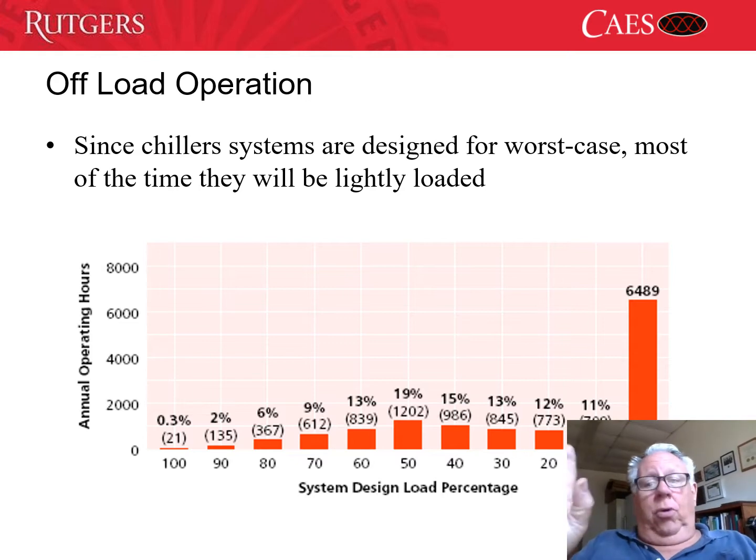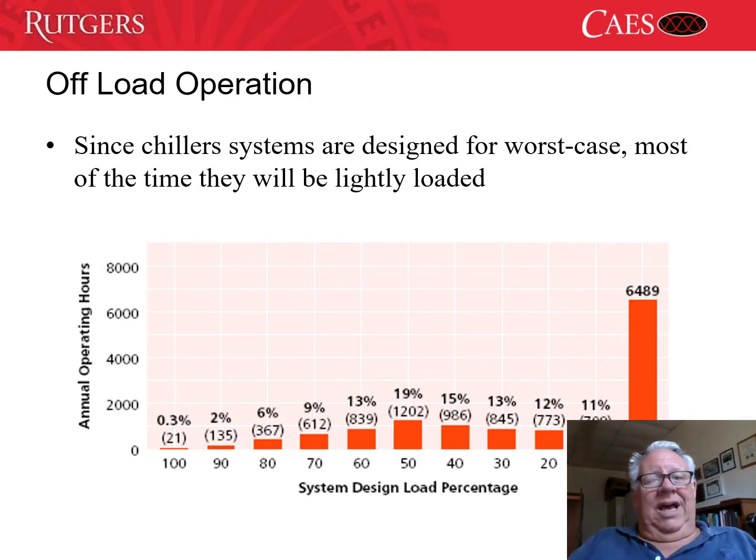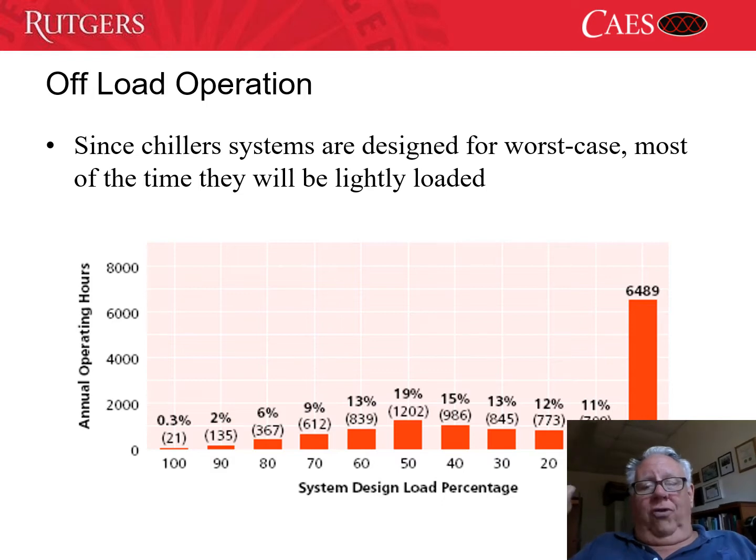So now we come to another important idea about chillers, how they're sized and how they operate off load. So let's remember that when you size a chiller, you have to size it for the worst case scenario, the hottest August afternoon. Because if your chillers can't manage it, then you've got to shut down. So your chillers are generally oversized for their normal operation.